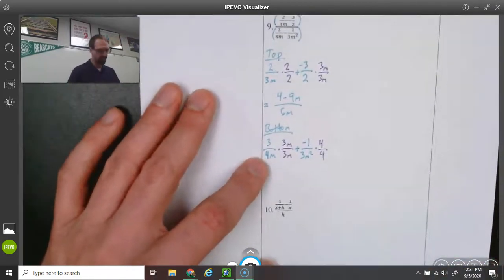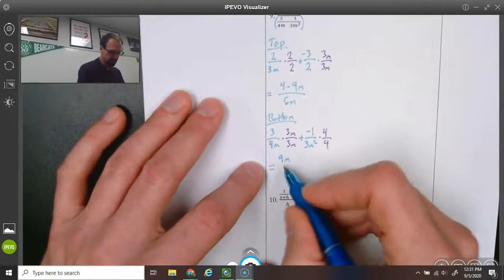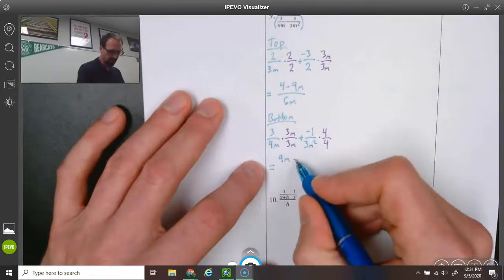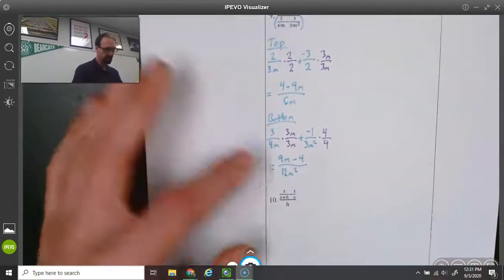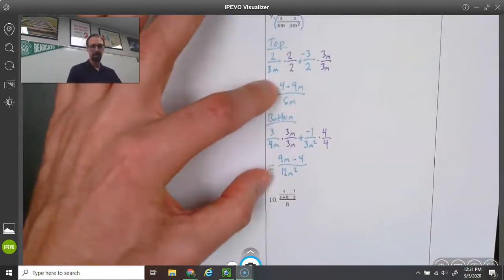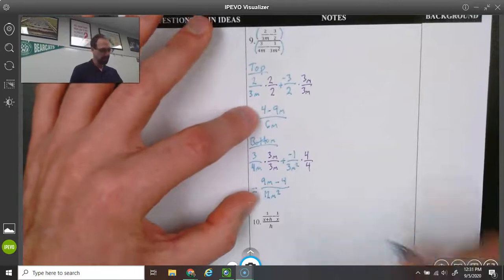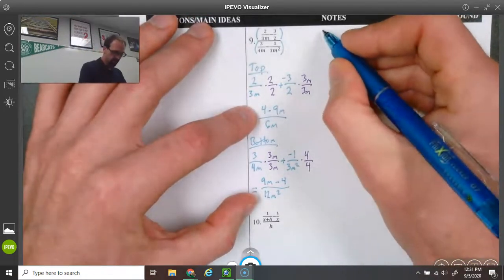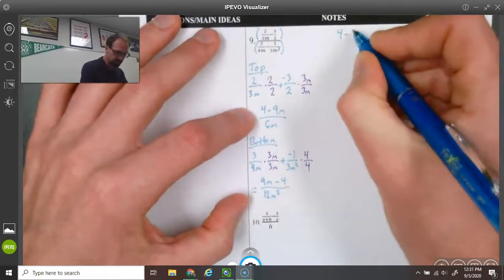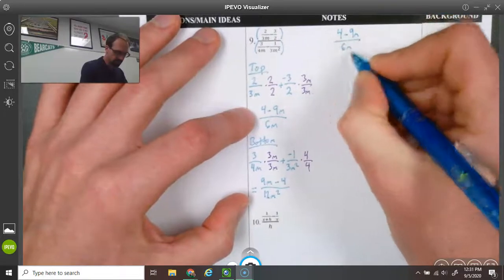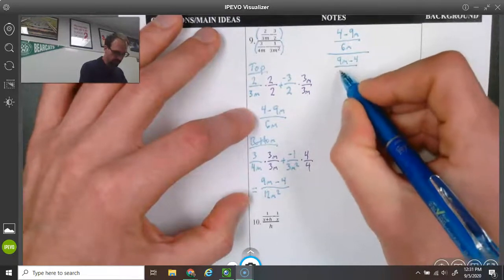All right, now I can simplify this. So this is going to give me 9m minus 4 over, looks to be 12m squared. All right, so now I have my top and my bottom of these large ones. So these are the large ones that we had here. So 4 minus 9m over 6m divided by 9m minus 12 over 12m squared.